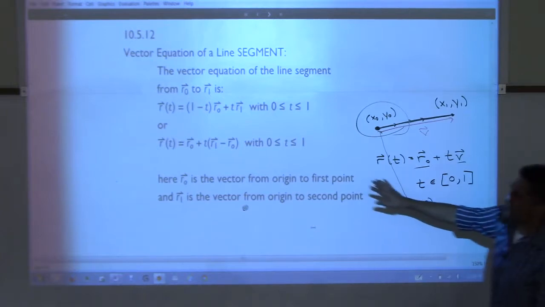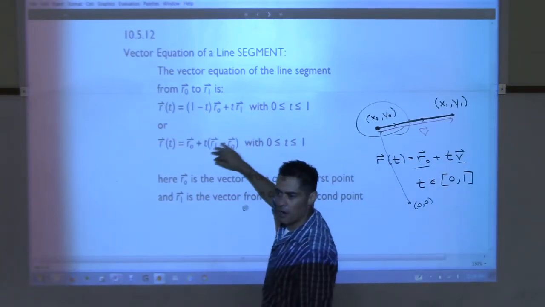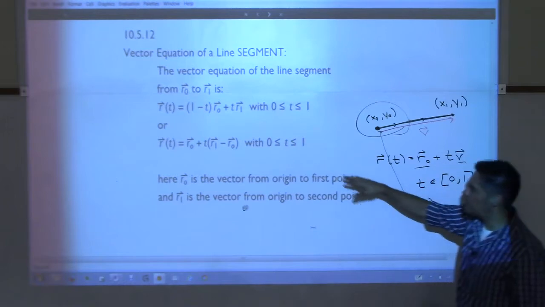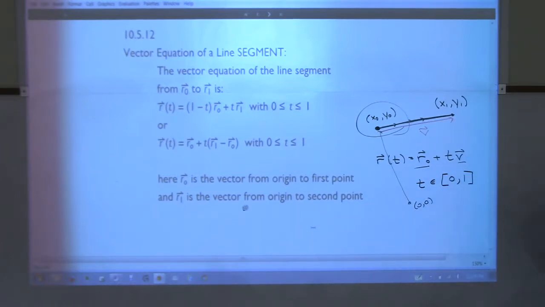Now the book does something slightly different, which I don't really care for, so I'm not going to do that, that's what the notes say. But for us, just do it the way I've shown you. Go 0 to 1 on your interval.